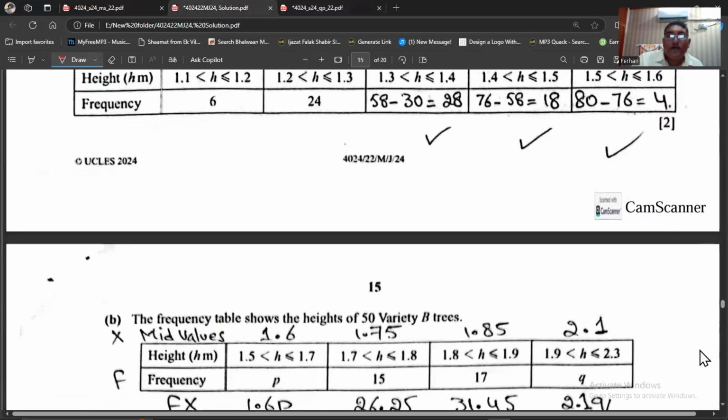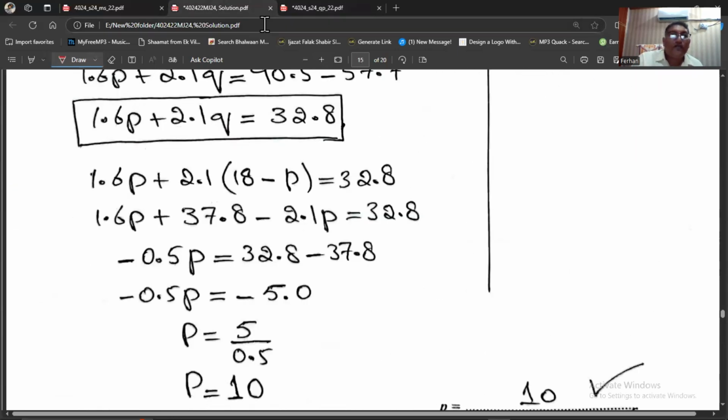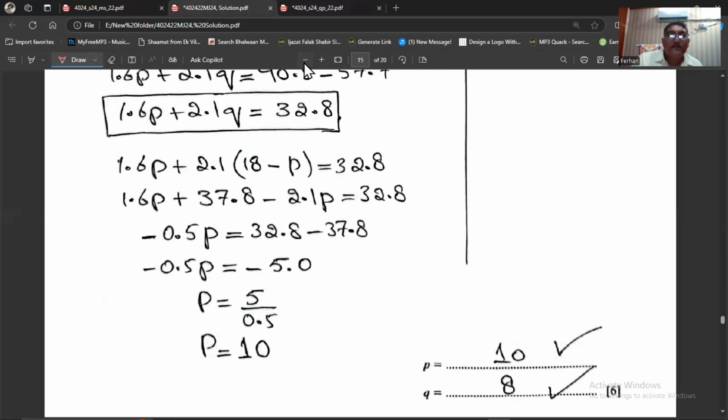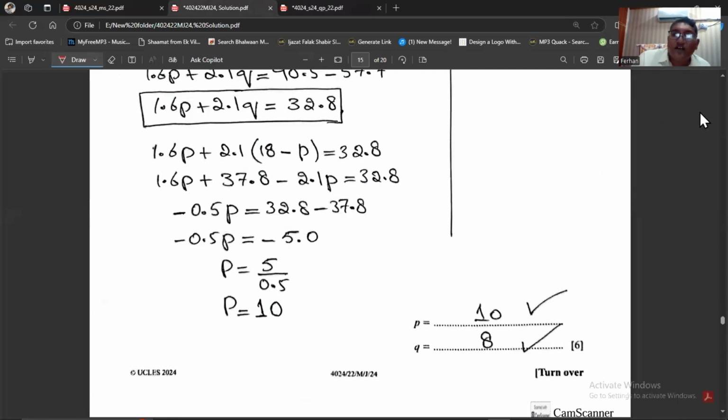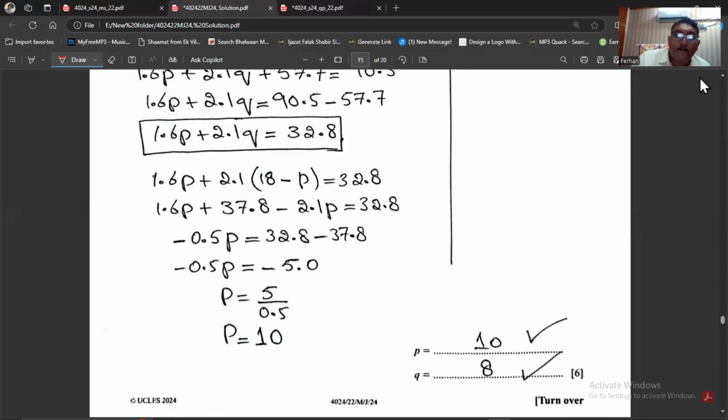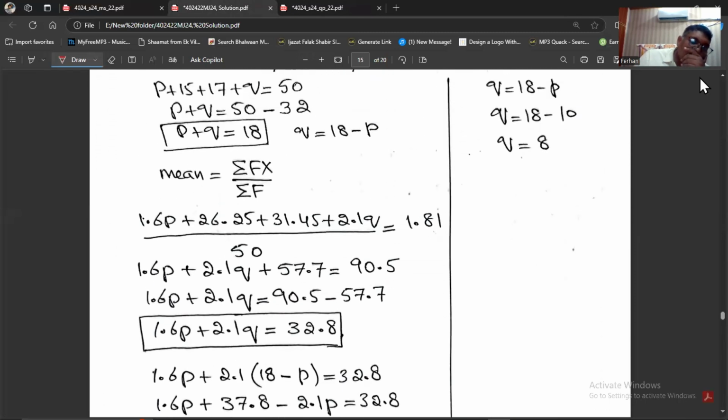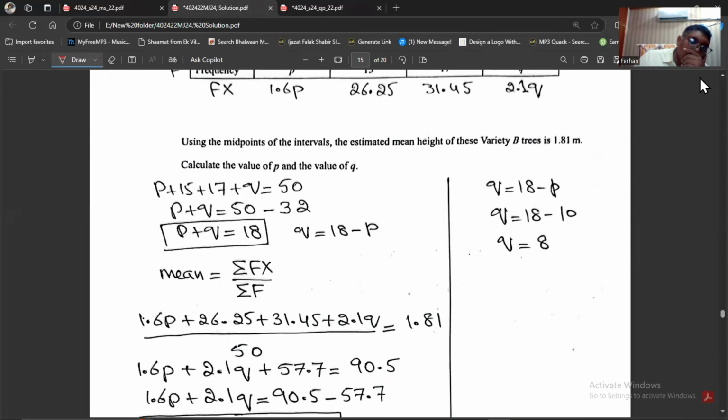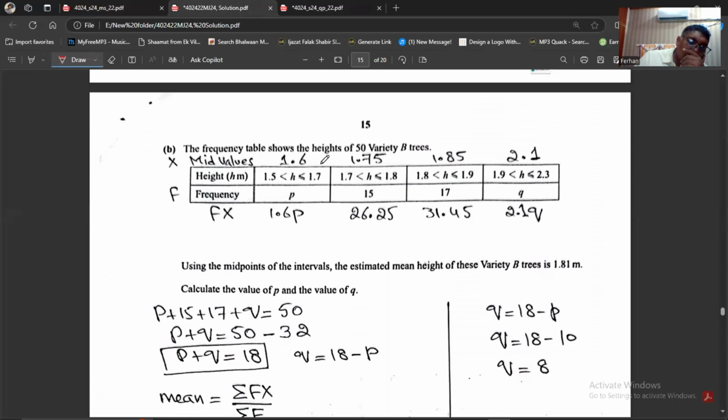So here we go. Let me reduce the size a little bit so you can see this whole thing together. I have written the mid values, how you find the mid value of a class. You add the boundaries of the class with each other, and then you divide by 2. So 1.5 plus 1.7 divided by 2 is 1.6.